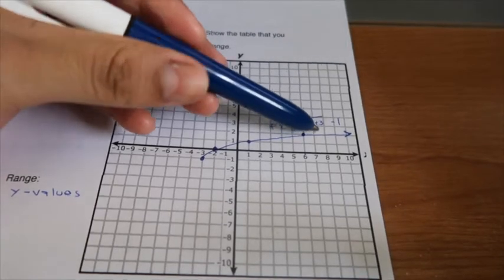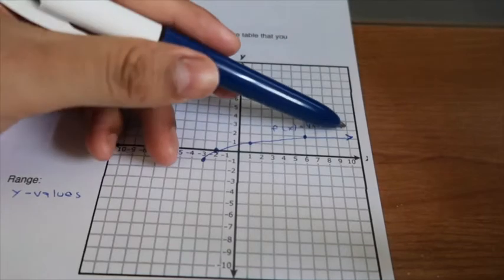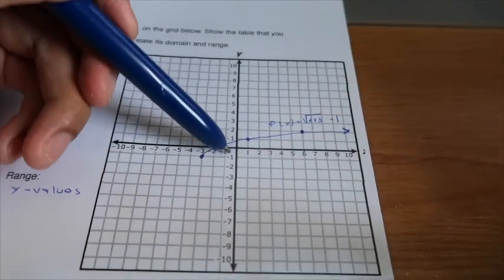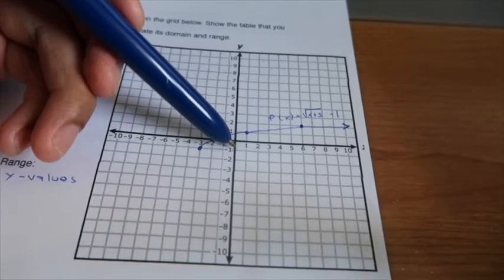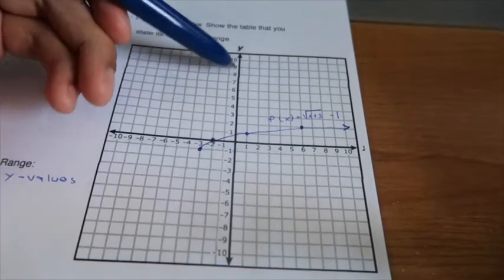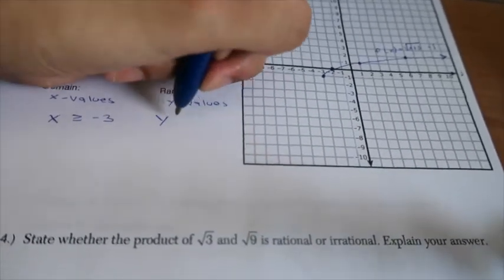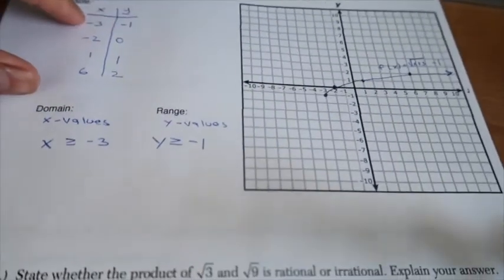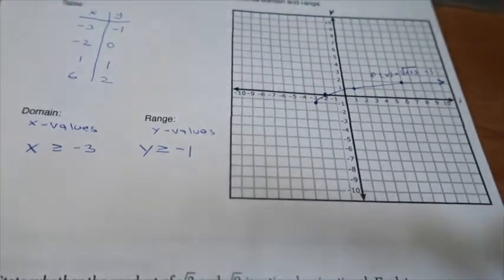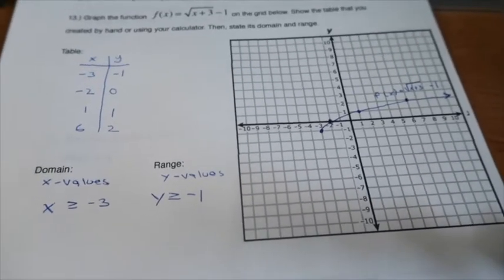This one is 2, and it goes up slowly, but it's still increasing the y values. So we know that at -1, all the y values greater than or equal to -1 would be our range. So we're going to write it as y greater than or equal to -1. That's our range. And that's our answer.